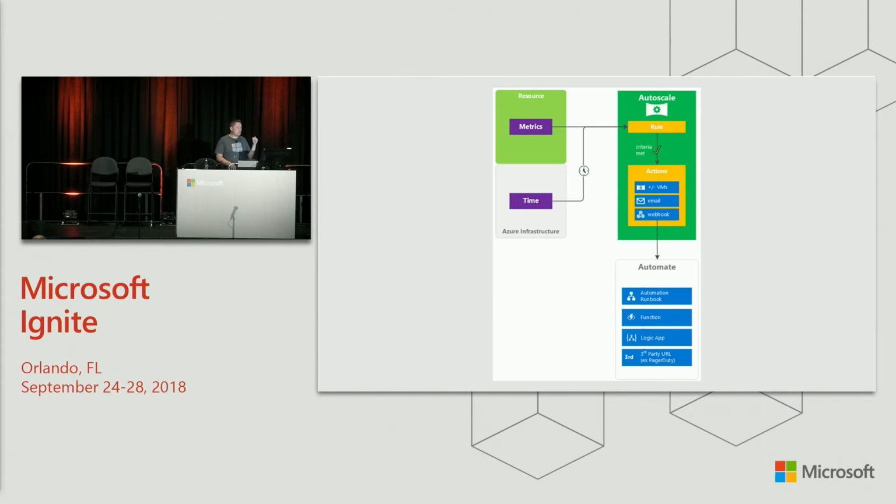So we can also kick off various actions. We could send an email. We could have it call another system. We could obviously increase or decrease our compute resources. We could also kick off automation. We could have it kick off an automation runbook, maybe a serverless logic app or a serverless function, or even call a third-party URL or third-party service. So just understand there are various options here, but scaling is based on either time or metrics.